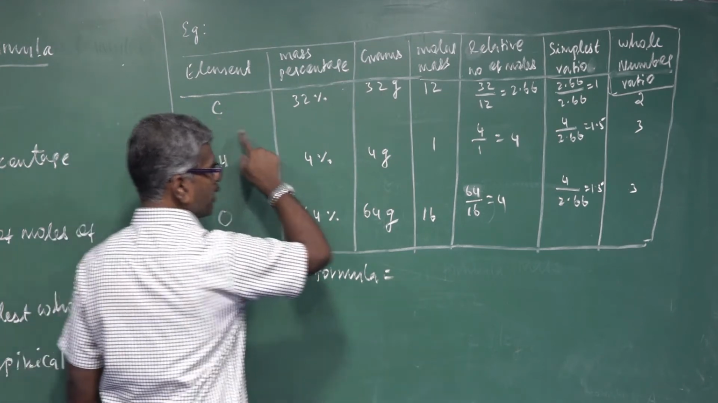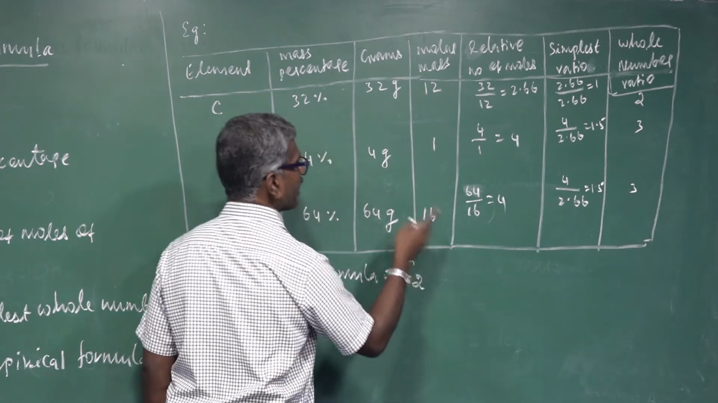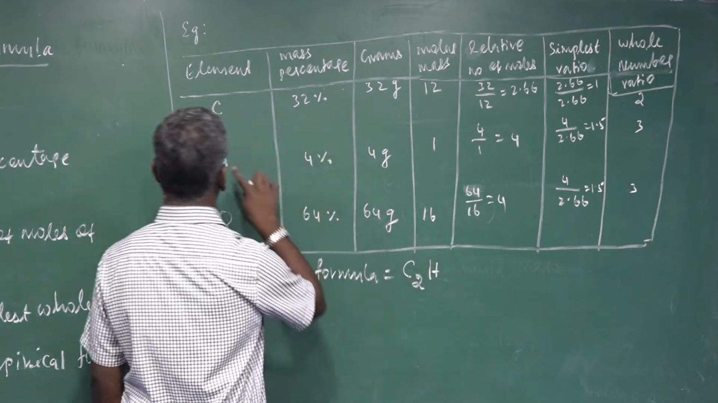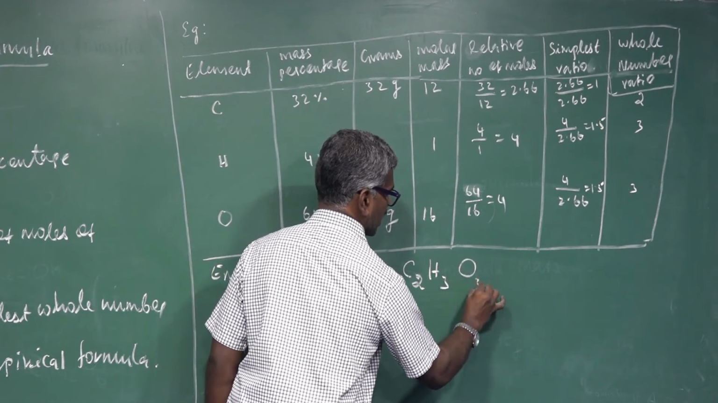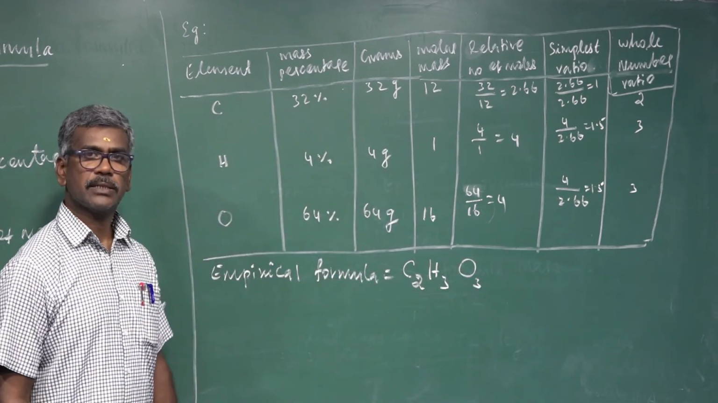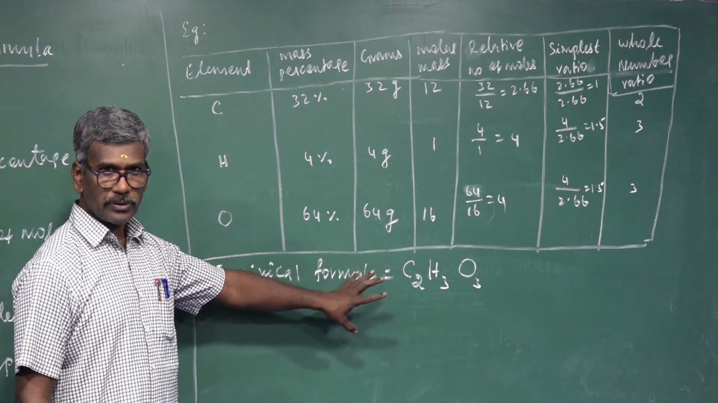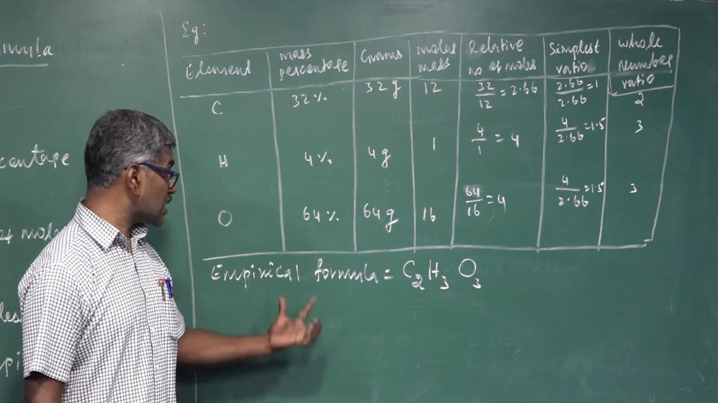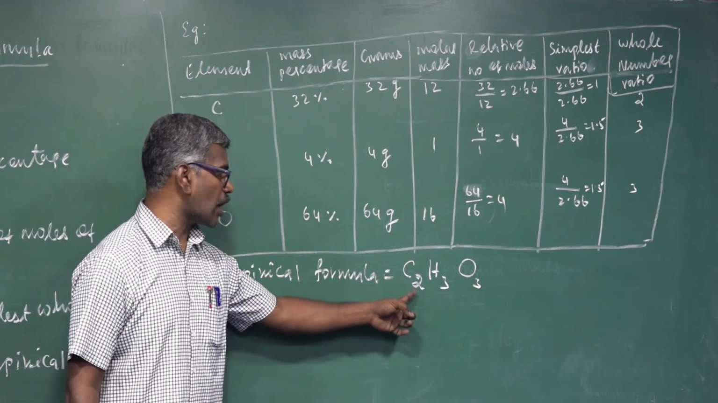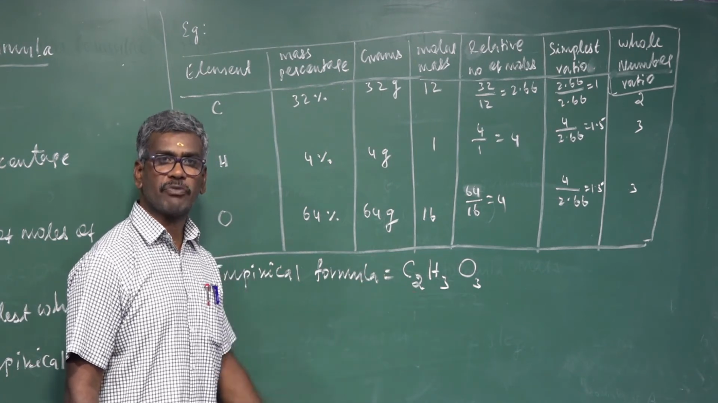What is carbon? 2 carbon, that is C2. Hydrogen, 3 hydrogen. Oxygen, 3 oxygen. This is known as the empirical formula for the organic compound. If n value is 1, this is the empirical formula for the compound. Next find out the molecular formula.